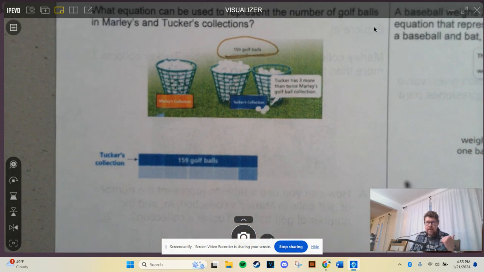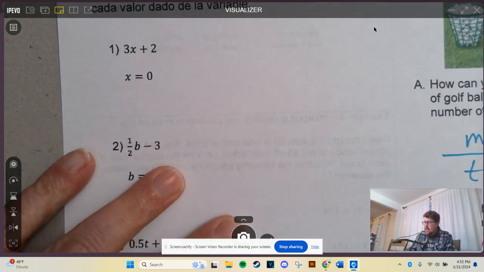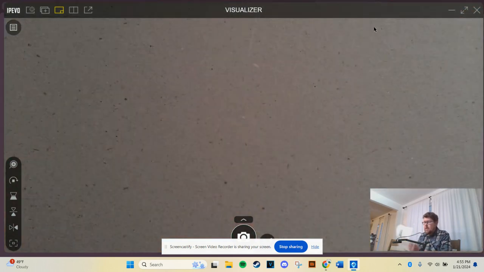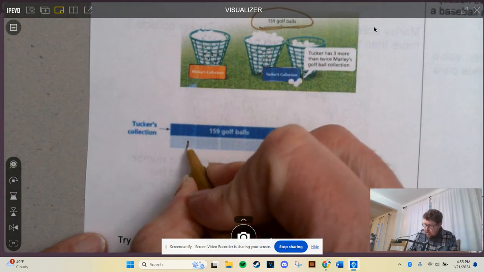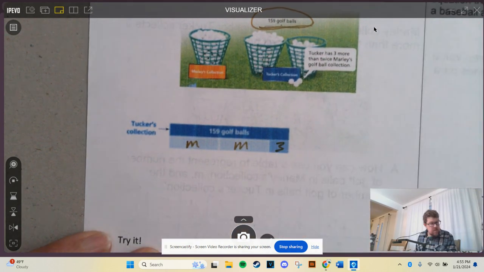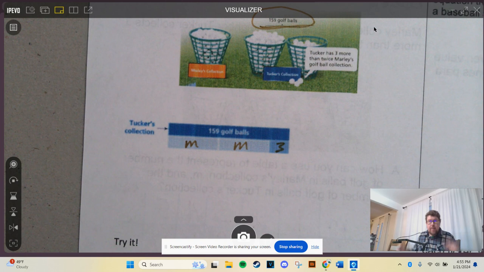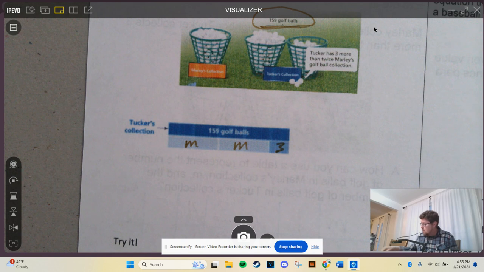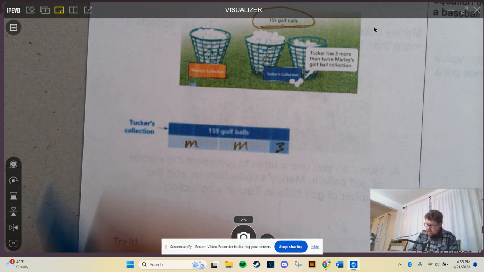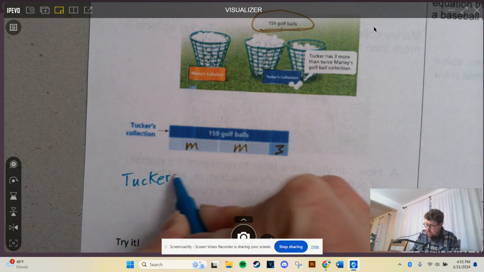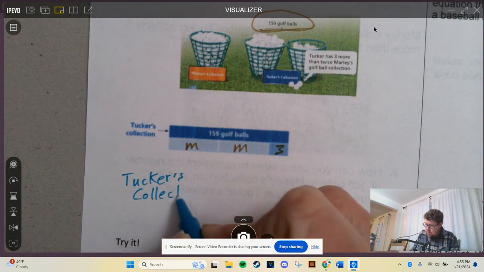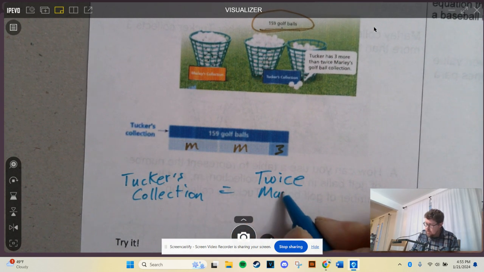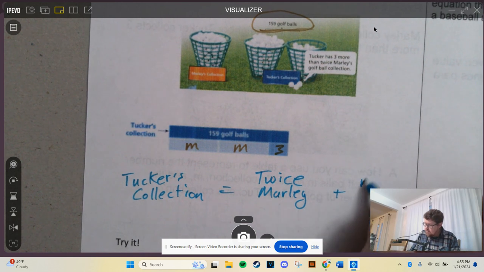And that expression that we used previously, M plus M plus 3, we can actually just pop that into the light blue part of it. M, M, and 3, okay? And so the top part, that dark blue part, is going to be equal to the sum of the bottom part, okay? So we've got Tucker's collection right here, is equal to twice Marley, and then some more golf balls.